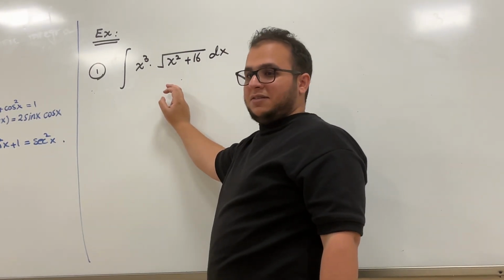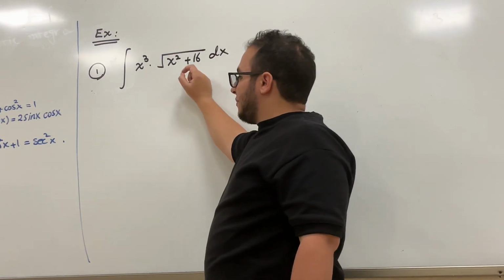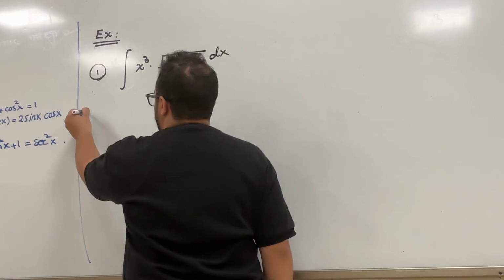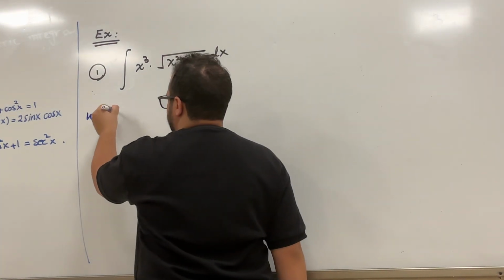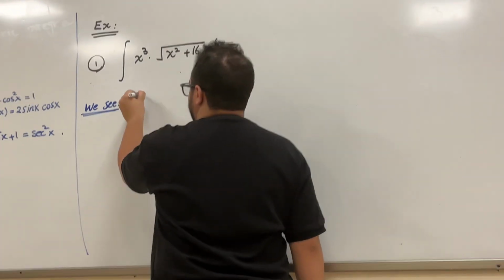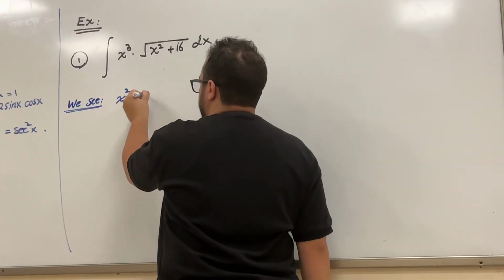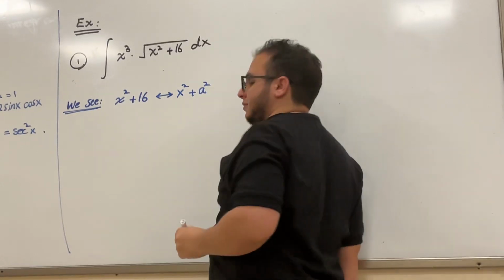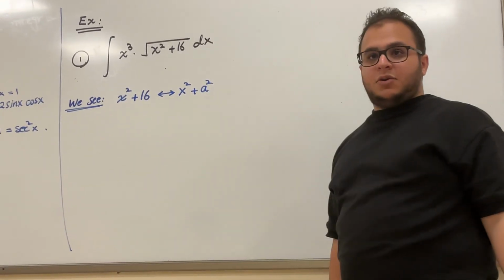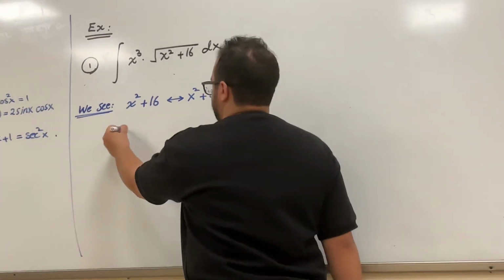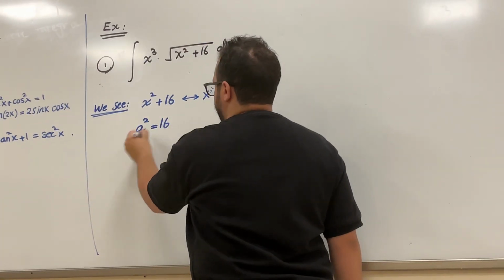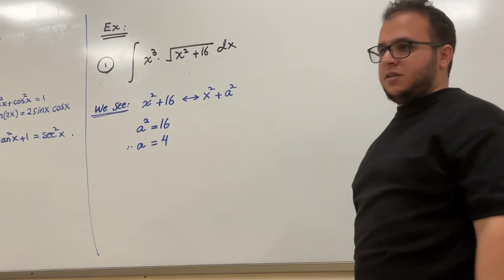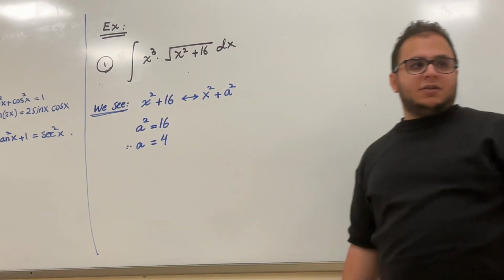Why are you guys silent? This is a, right? We see x squared plus 16, which is equivalent to x squared plus a squared. So a squared is 16. I'm doing this in detail, you can skip it. So a is 4. So please don't use a to be 16. This is a very common mistake.